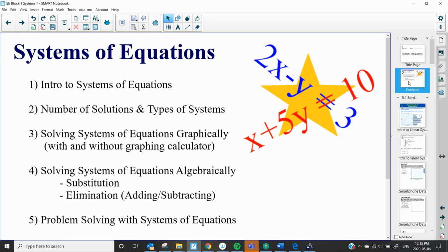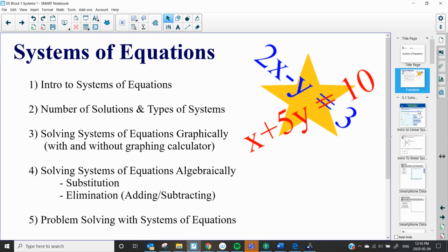First of all, we're going to be looking at what is a system of equations. We're going to look at how many solutions you can have and the different types of systems. We're also going to look at three different ways to solve systems of equations. We're going to solve graphically, so both by hand and with our graphing calculator. And we're going to solve algebraically, and you're going to learn two methods. One is called substitution, and the other is elimination. And then finally, we're going to pull everything together and do some problem solving with systems.